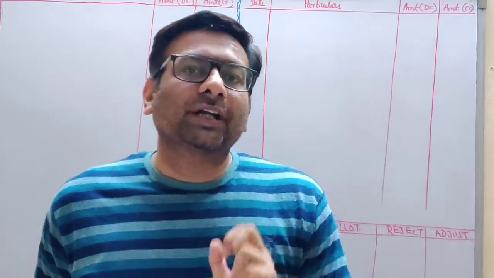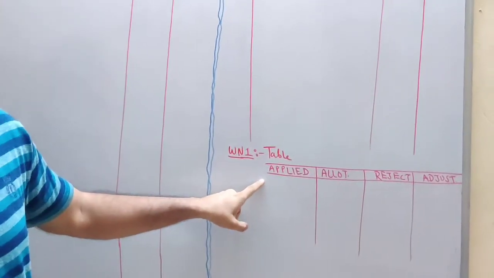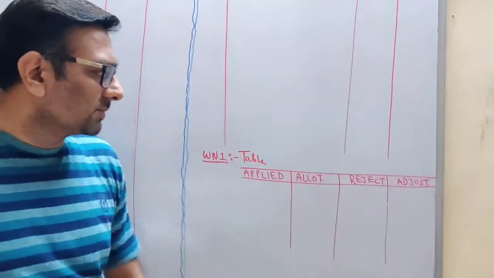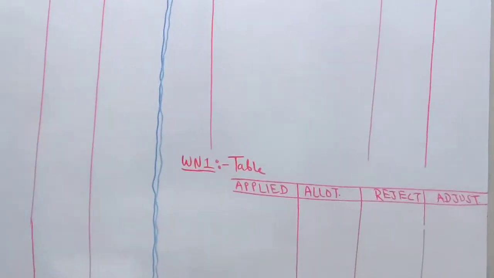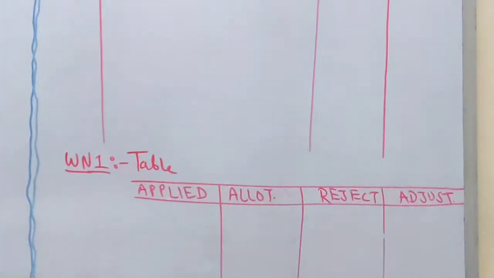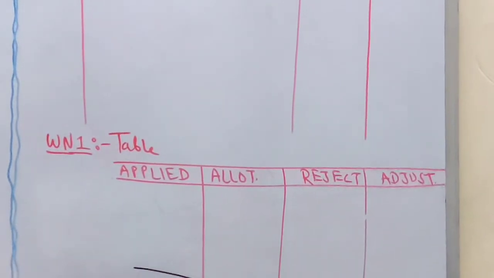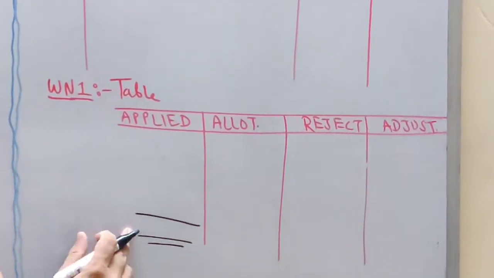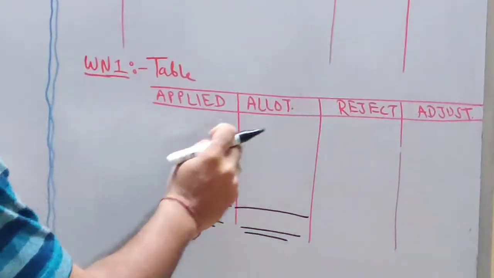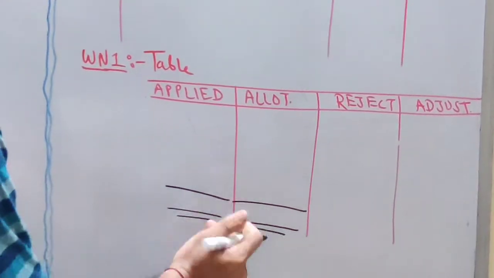As I said, in pro rata we make this table. Whenever a pro rata sum is given in the question, you will make a table with 4 columns. We made this in the previous video as well: applied, allotted, rejected, adjusted. And how will you start with the table? You will write down the total applications received and the total allotment. The maximum allotment you will write at the end of the table.